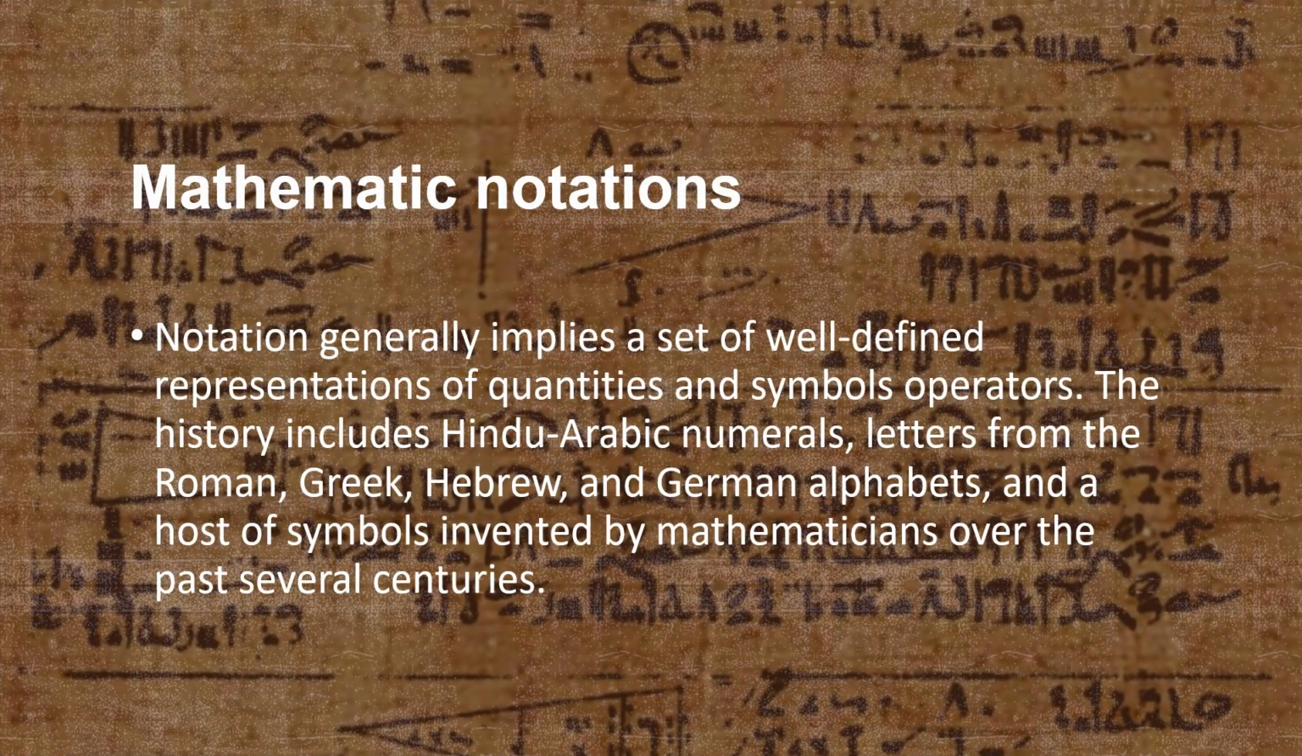Okay, so first we're going to discuss what mathematical notations mean, because we're going to discuss it throughout the slideshow. The definition of notation generally implies a set of well-defined representations of quantities and symbols, operators. The history includes many different cultures: Hindu-Arabic numerals, letters from the Roman, Greek, Hebrew, and German alphabets, and a host of symbols invented by mathematicians over the past several centuries. So we're going to discuss quite a few cultures throughout this slideshow.